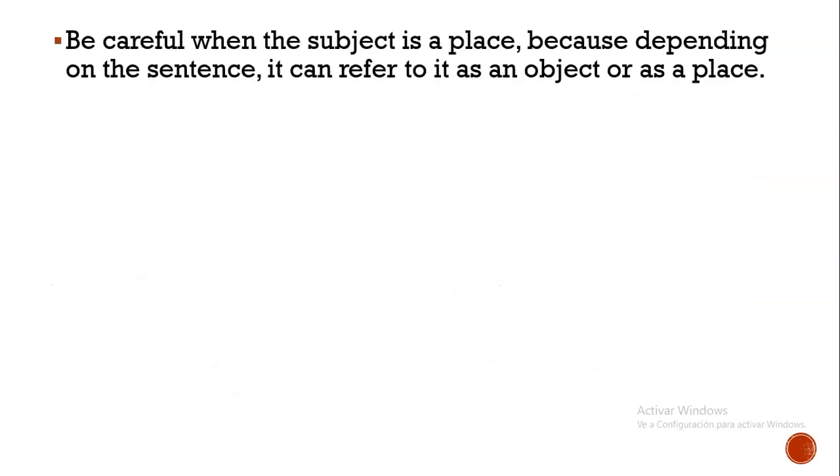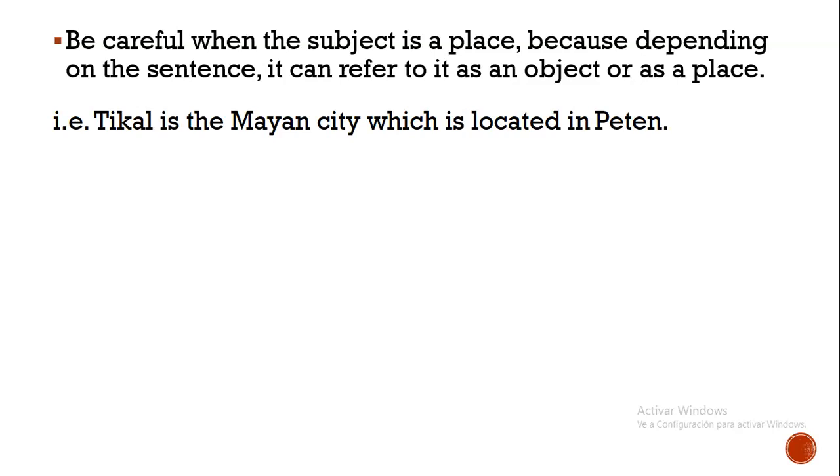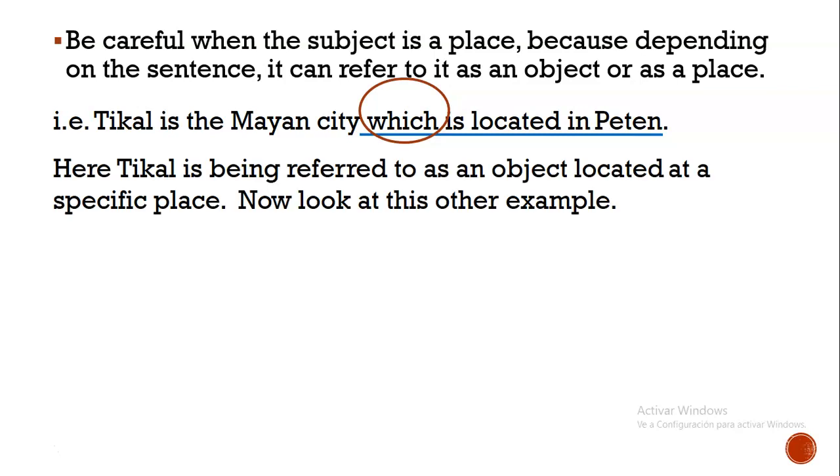Be careful when the subject is a place, because depending on the sentence, it can refer to it as an object or as a place. For example, Tikal. Tikal is a city, we know. Tikal is the Mayan city, which is located in Petén. Here the DRC is which, and we know it's a DRC for objects because the relative pronoun is which. Here Tikal is being referred to as an object located at a specific place.